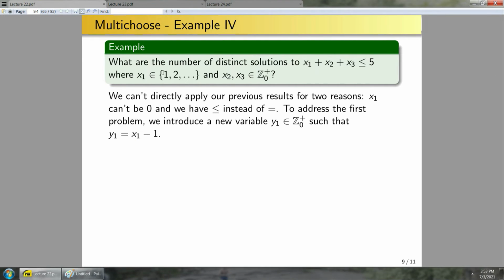If I take a number that's 1, 2, etc., and I subtract 1 from it, that indeed will be an element of Z0+. So using this formulation, I can rechange this inequality by solving this for x1 and substituting it in. So doing that gives me that x1 + x2 + x3 ≤ 5 simply becomes y1 + 1 + x2 + x3 ≤ 5. And this inequality can be rearranged by simply getting rid of this +1 by subtracting it. So from here, I can rearrange this to simply be an inequality of this form.